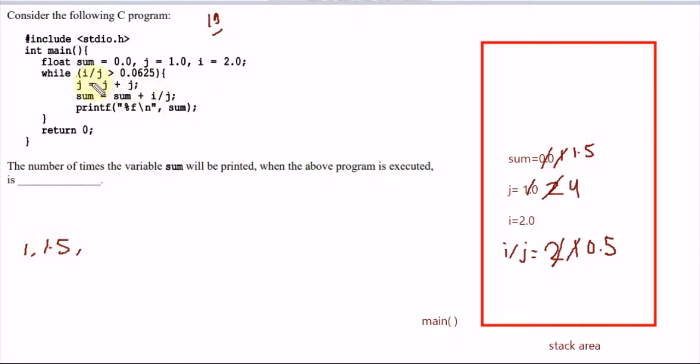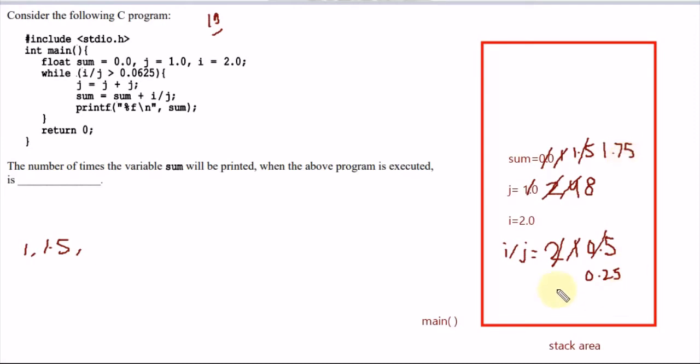Again we are going to check the value of I by j. I by j value is 2 by 4, that is 0.5. So this condition is true. Now we are going to add 4 plus 4, that will be 8 now. And now we are going to add the I by j to this sum. So what is the value of I by j now? Now the I by j value will be 0.25. So this value will be added in here. So what will be the equivalent value? The equivalent value will be 1.75.